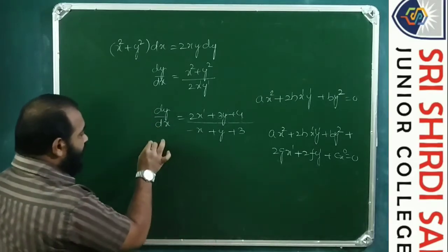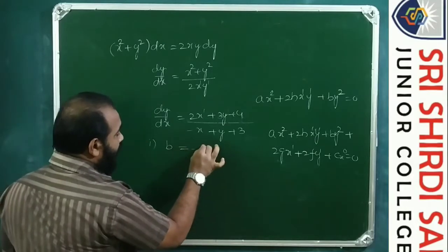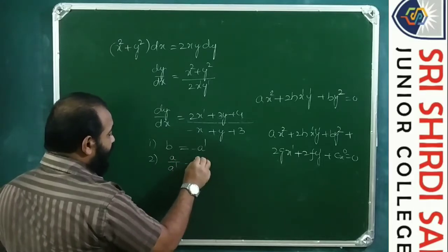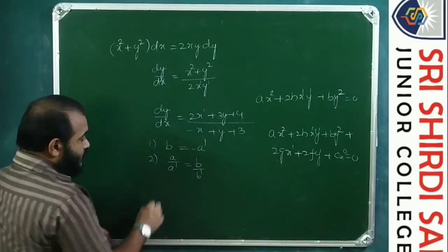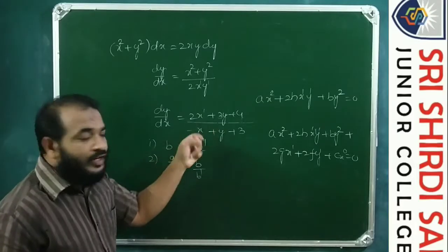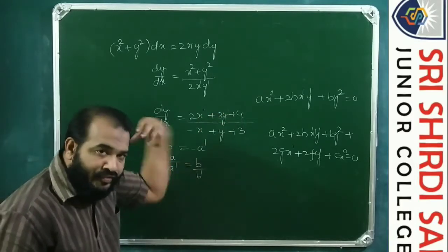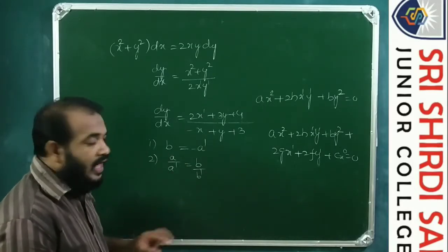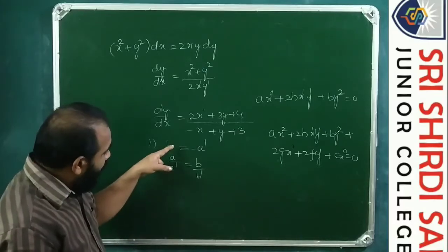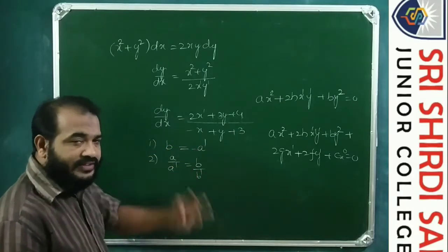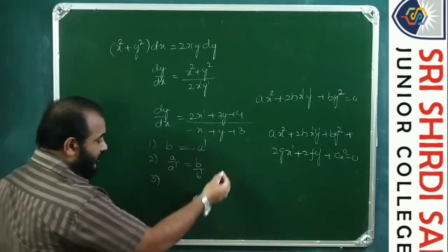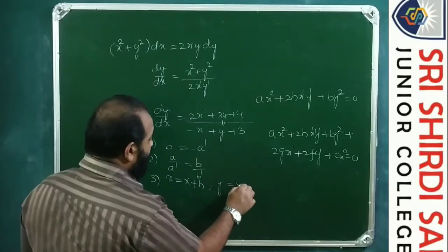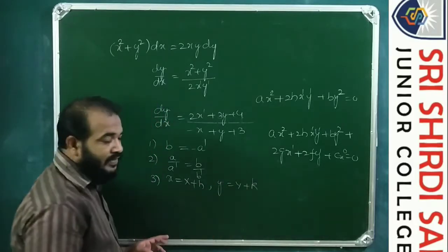How? Again in this we will be having the case b equals to minus a dash. Second, a by a dash equals to b by b dash. So first b equals to minus a dash is what we need to check. If it fails, then we should go to a by a dash equals to b by b dash. And if at all these two fail, obviously it will fulfill the third case, which is small x equals to x plus h and small y equals to y plus k, and proceed with the process.